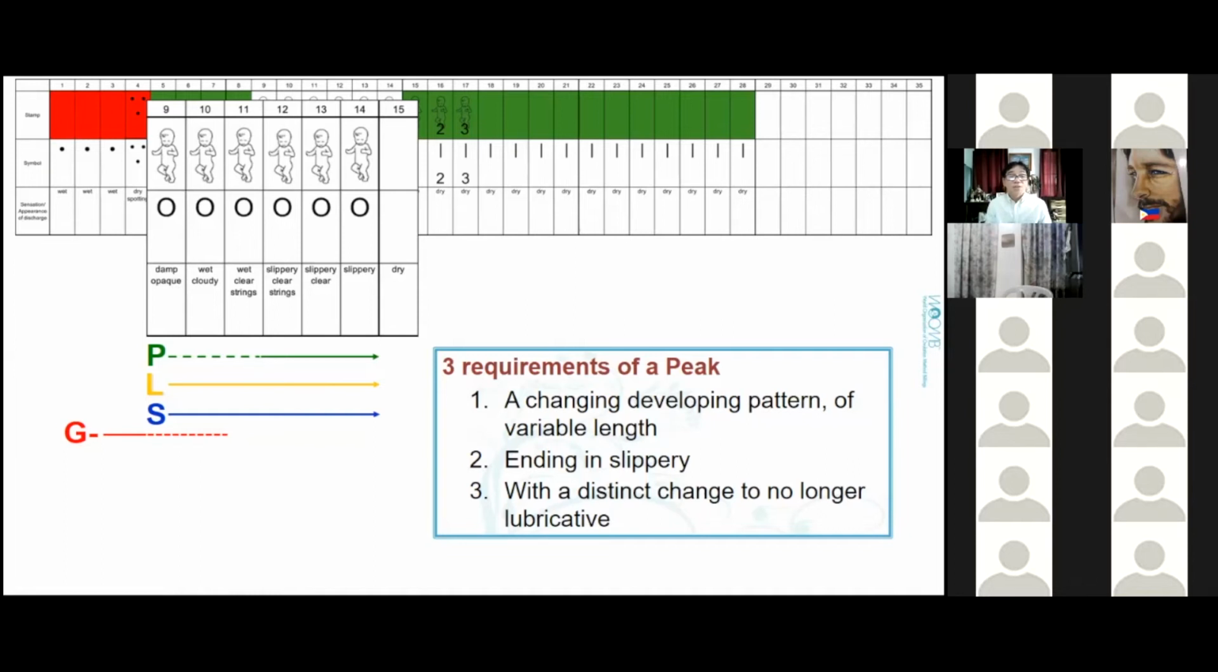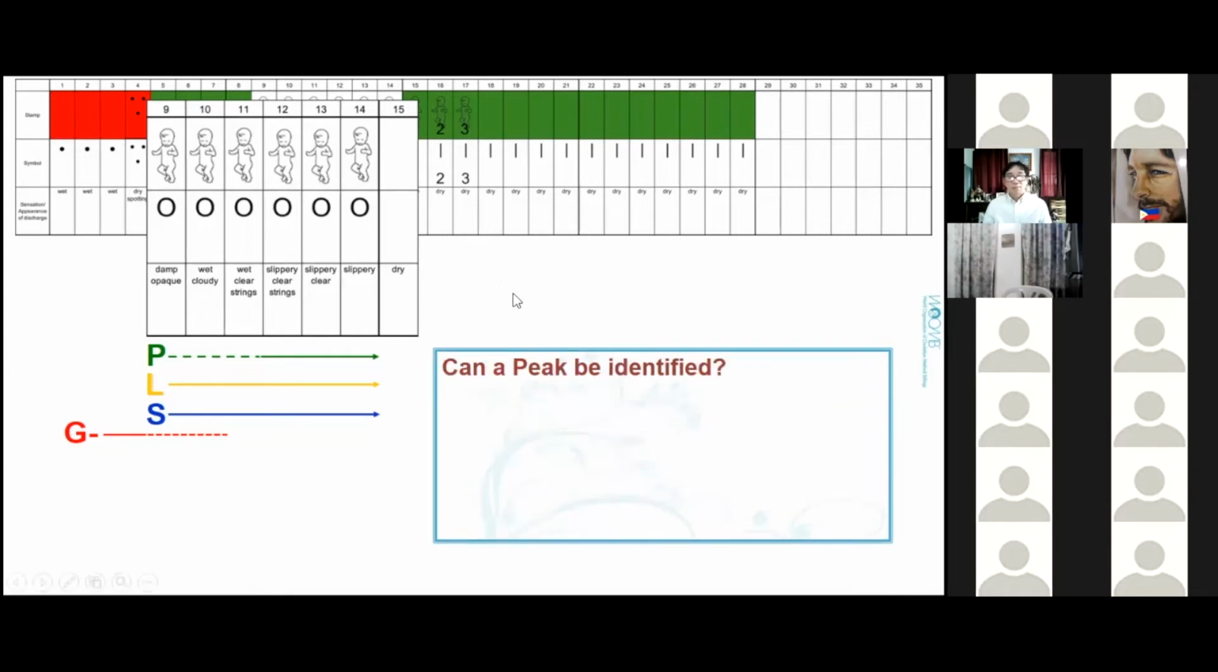3 requirements of a peak day. Number 3 says there is a change. Day 15, there is a change. It is no longer slippery. It is no longer wet. It means day 14 is the last day of the slippery sensation, and absolutely it is the peak day. Can a peak be identified? Description changing from day to day.